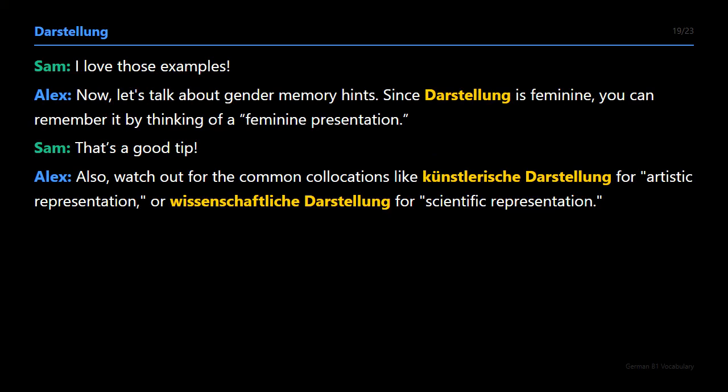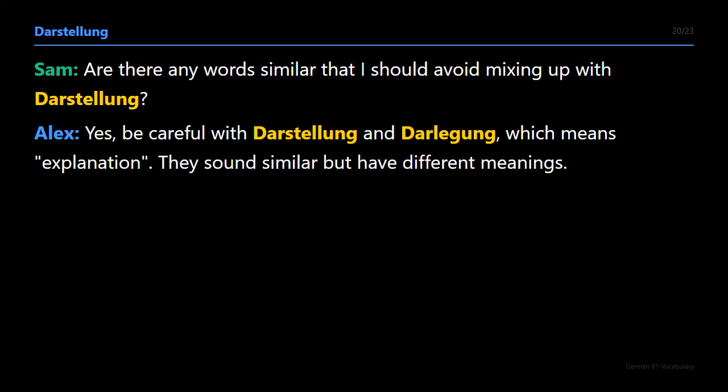I love those examples. Now, let's talk about gender memory hints. Since Darstellung is feminine, you can remember it by thinking of a feminine presentation. That's a good tip. Also, watch out for common collocations like künstlerische Darstellung for artistic representation, or wissenschaftliche Darstellung for scientific representation. Are there any similar words that I should avoid mixing up with Darstellung?